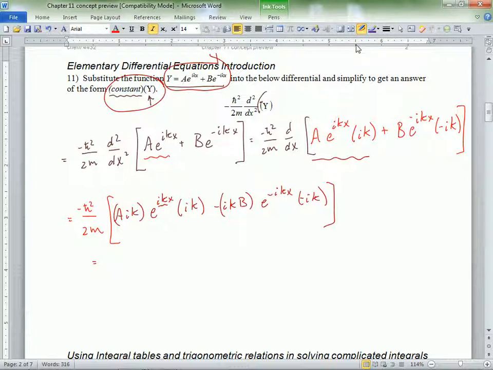So we have our negative h bar squared over 2m. Can we pull anything else out? Or let's just simplify what's on the inside before we try to pull more stuff out. How could you simplify this first term? Everything's multiplied together, so I call it the first term. What would that be?